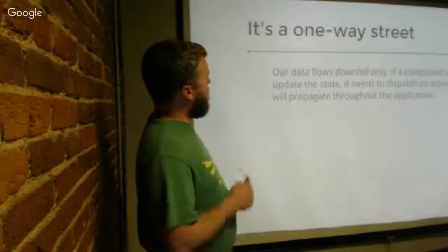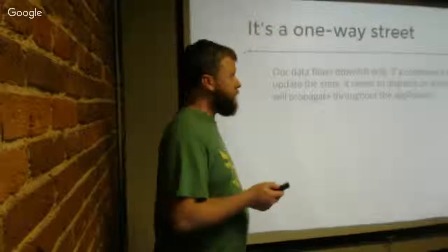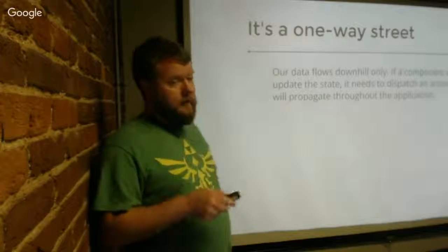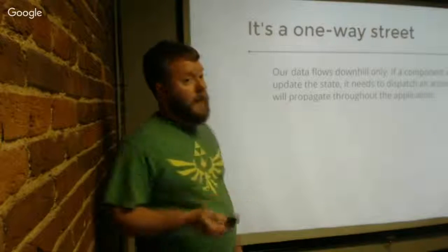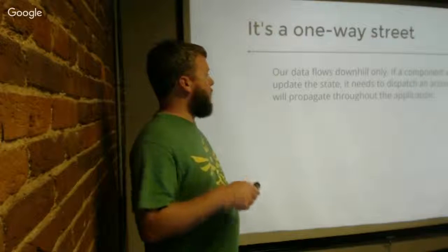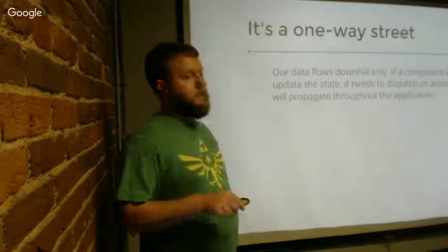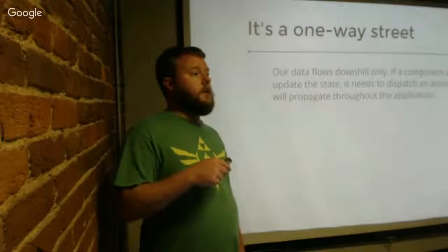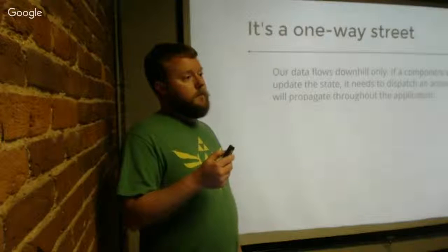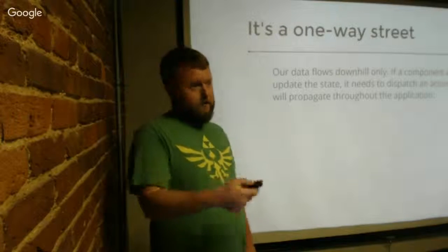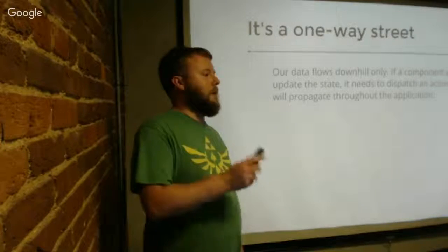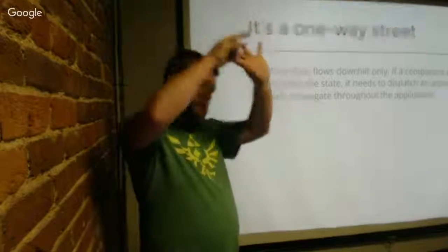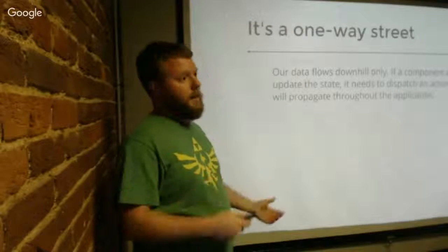It's important that it's a one-way street. Our data flows downhill only. If a component wants to update the state, it needs to dispatch an action, which will then propagate throughout the application. It dispatches the action to the store, usually by a function, as we mentioned. And then the store notifies the application, or your root component, and the root component propagates that down to the children.